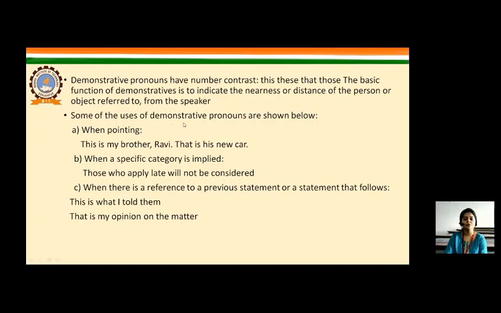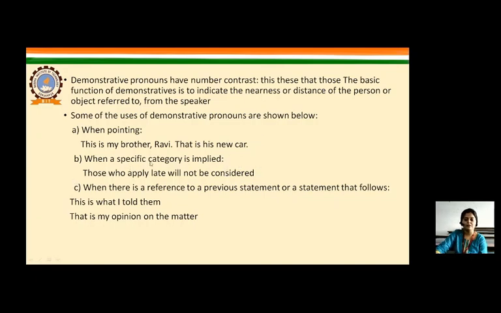Now some of the uses of demonstrative pronouns are shown below. So let us look at these examples. The first here is when pointing. This is my brother Ravi. That is his new car. So you are telling to a boy or a grown up that is standing there, this is my brother and that is his new car. So a vehicle is also there, a new vehicle, and you're pointing out that this particular car belongs to your brother.